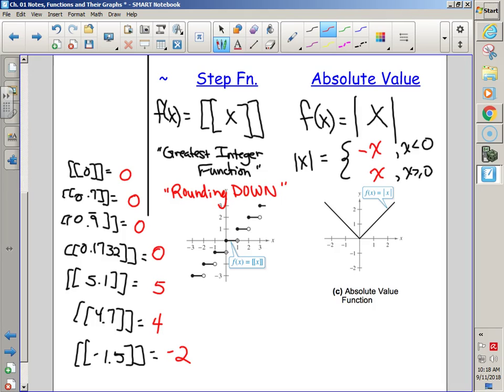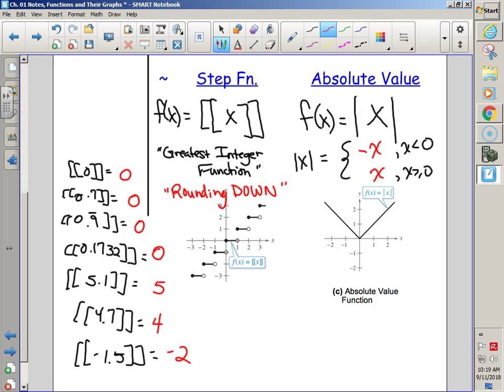Negatives, if you're not thinking rounding down on the number line. Jordan? Yeah. And negative 1.01, still negative 2. Does that make sense? And negative 1.9, same thing. So let me ask you another one. What if I was to ask you for the greatest integer of the step function of negative 4.7?